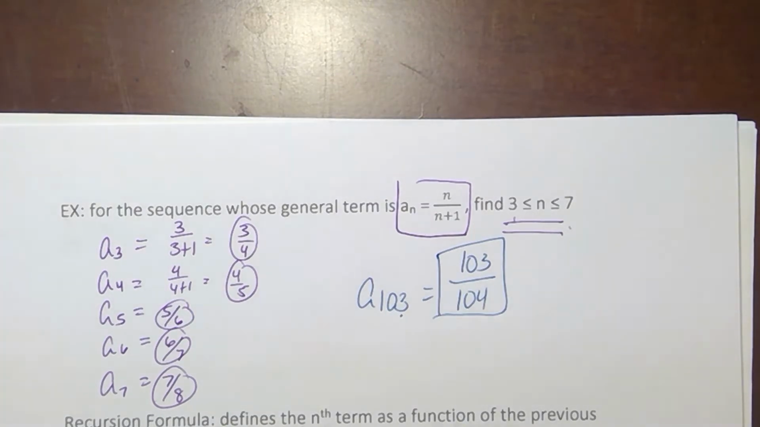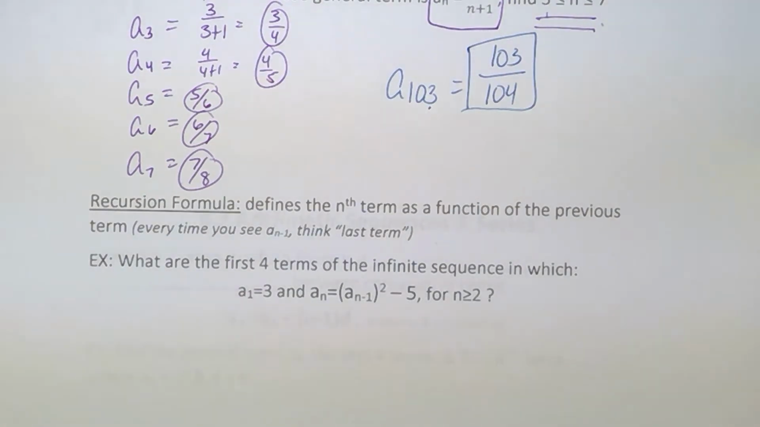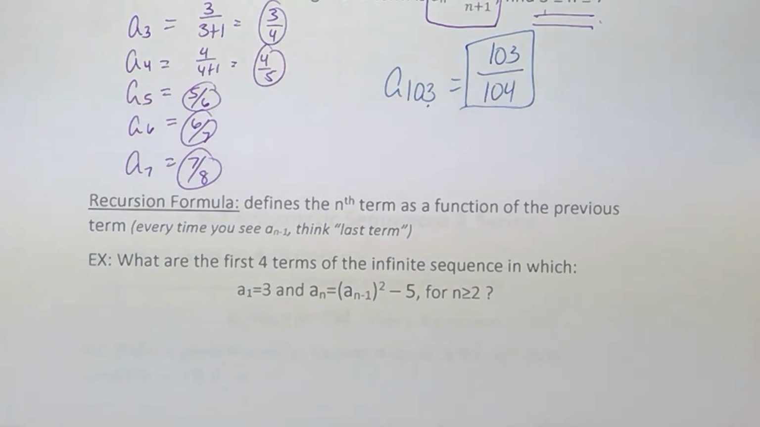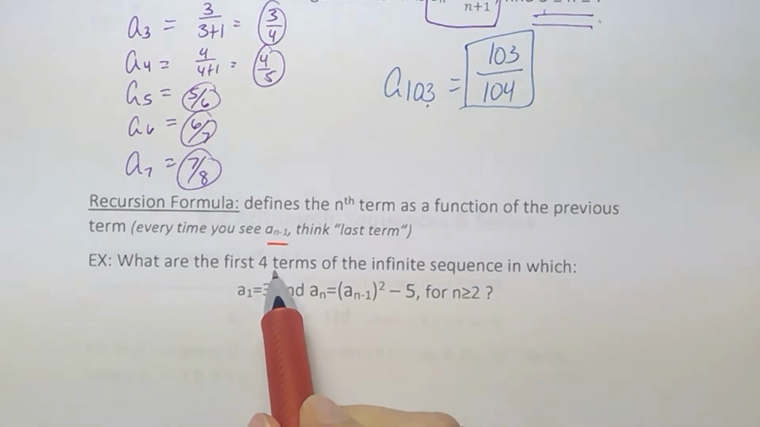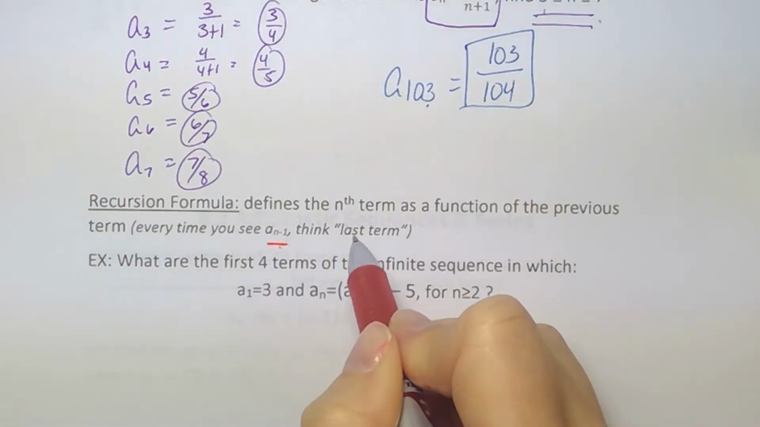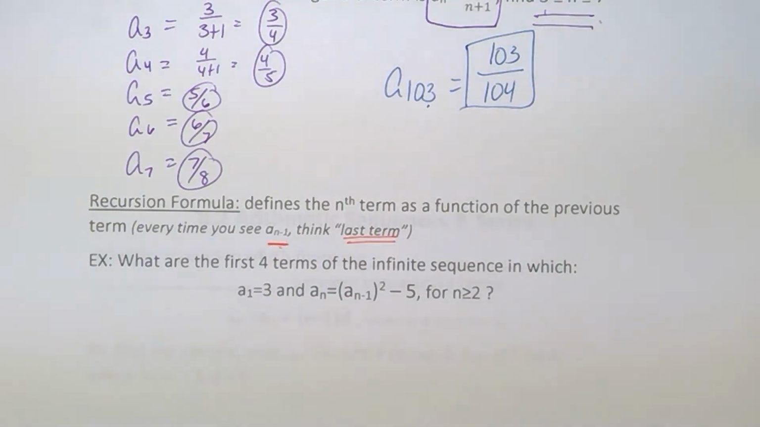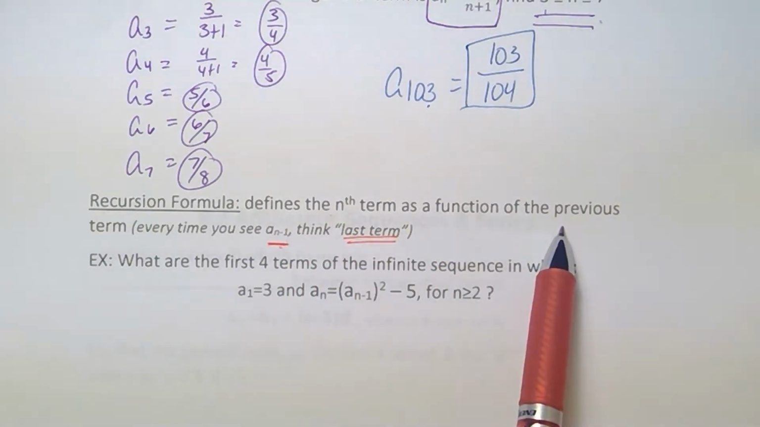Now, that's not the case for a recursion formula. The recursion formula works a little bit differently. It's a recursion formula if I have to know the term right before it. Like I said, with the recursion formula, we have to know the term just before it. Whenever you have a recursion formula, you're going to have this notation a sub n minus 1. When you see sub n minus 1, you always immediately need to think to yourself, last term, whatever I just found. Because it defines that nth term as a function of the previous term, I've always got to know the one right before it.